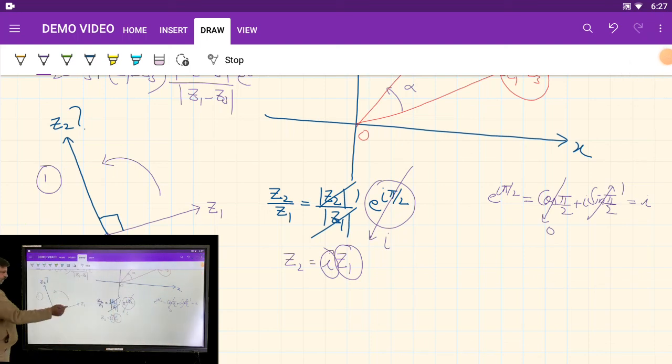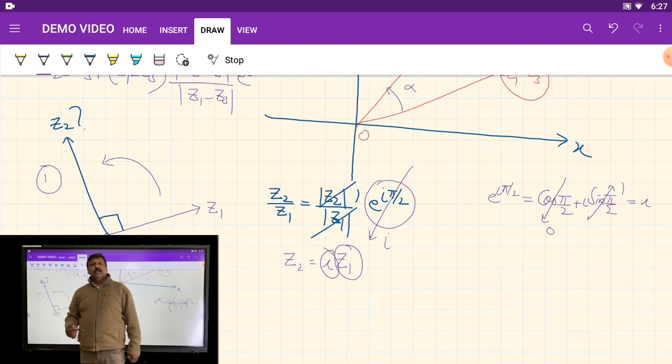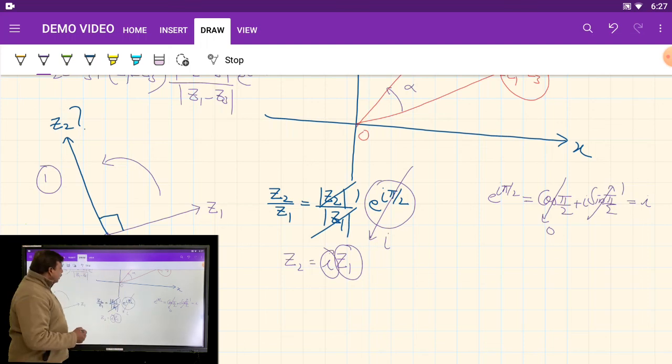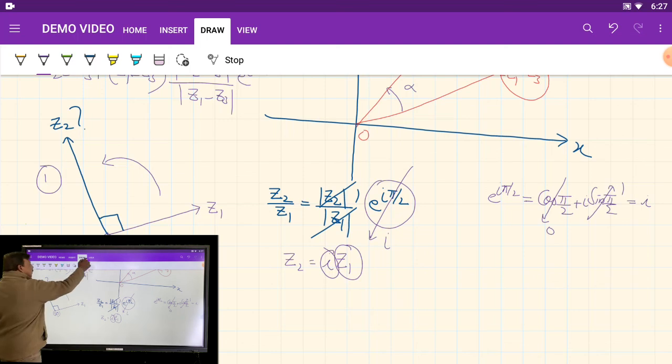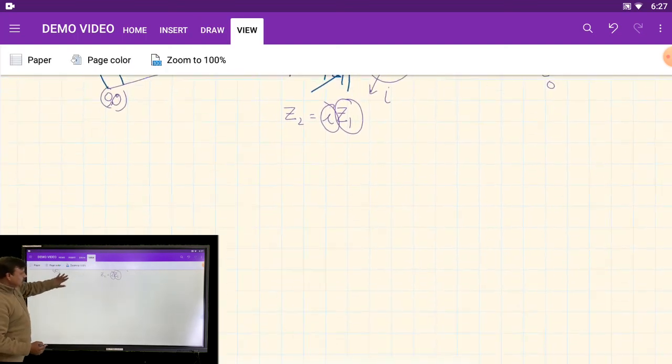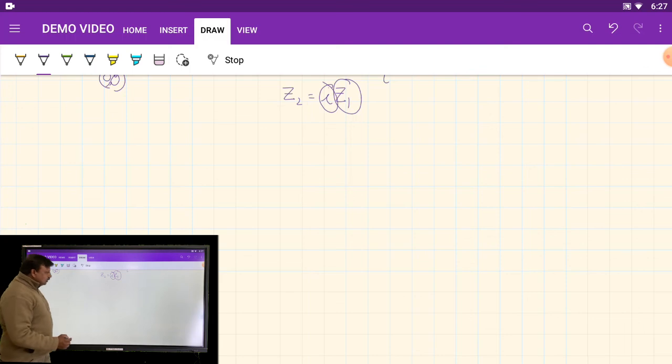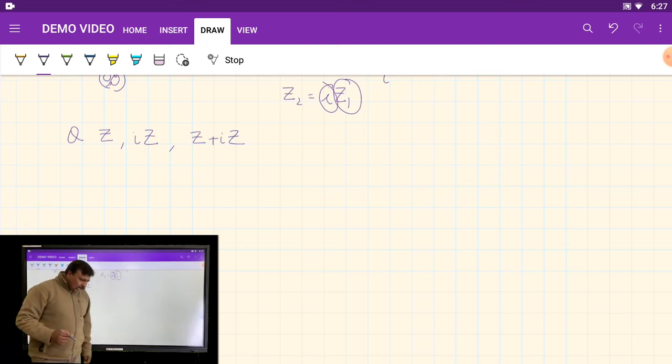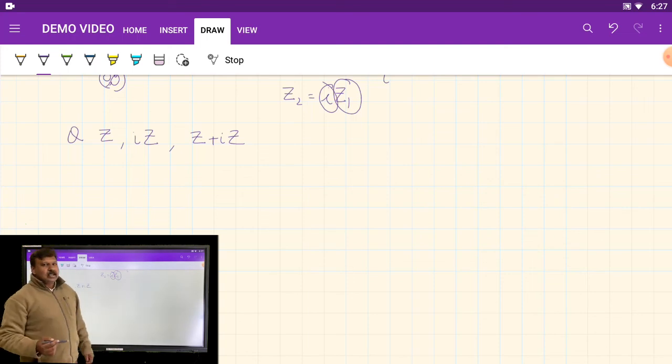So this is Z2 equals iota Z. Now I can relate a very important and good question which has been asked previously in IIT JEE, and that was in the year 2005. Okay? So I'll just show you that question. That question was that there was a complex number Z, there was a complex number iota Z, there was a complex number Z plus iota Z. Okay? These three complex numbers were there, and it was being asked that if they are the vertices of a triangle, then what is the area of the triangle?